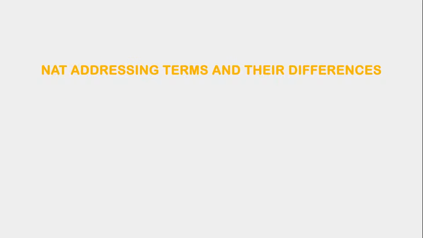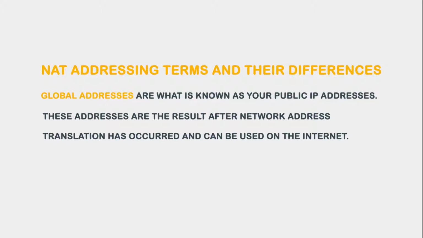Before we get into the types of NAT configurations, it is important to understand the NAT addressing terms and their differences. Global addresses are what is known as your public IP addresses. These addresses are the result after network address translation has occurred and can be used on the internet.